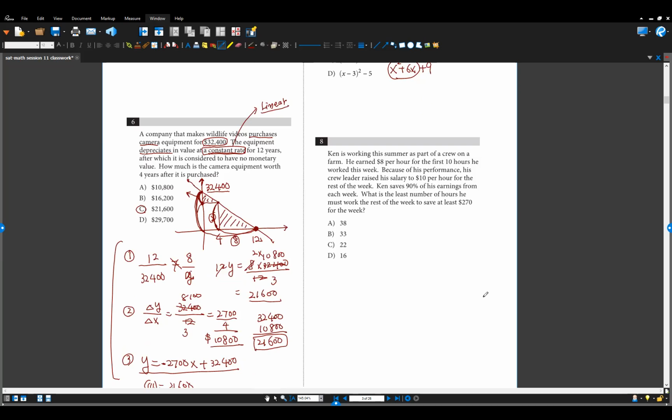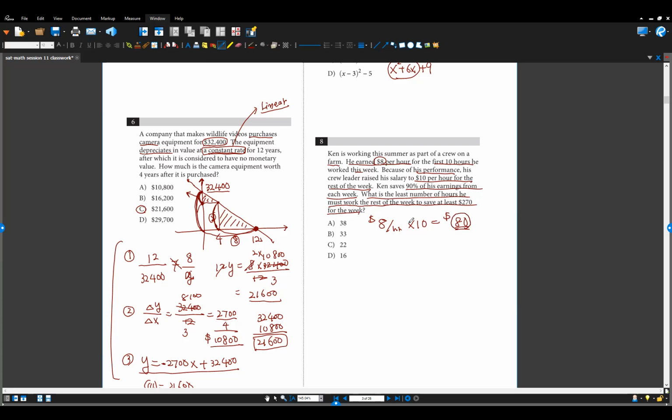Number 8. Kennedy is working this summer as part of a crew on a pond. He earned $8 per hour, that is the rate. For the first 10 hours, he worked at this rate, so times 10, he earned $80 for the first 10 hours. Because of his performance, his crew leader raised his pay by $2 more for the rest of the week. Also, he saves 90% of his earnings each week. What is the least number of hours he must work the rest of the week to save at least $270?